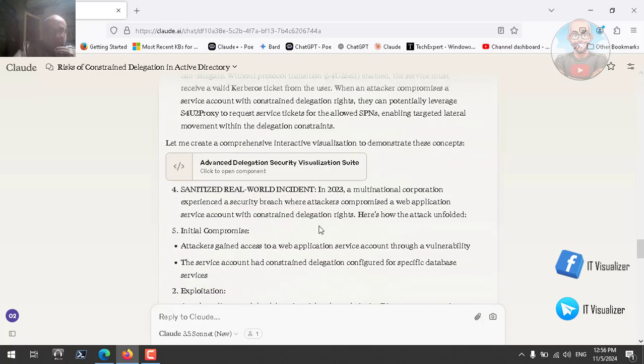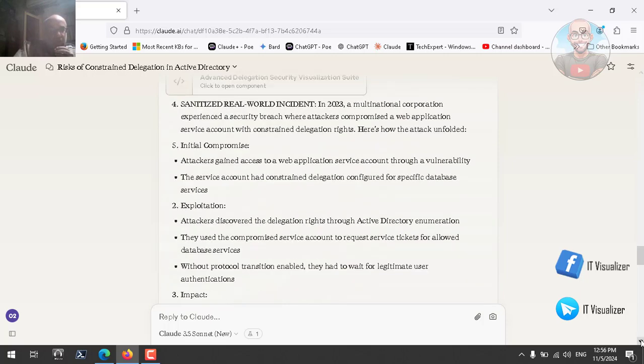And then he is giving us an example concerning how to explain this topic. He says in 2003, a multinational corporation experienced a security breach where attackers compromised a web application service account with constrained delegation rights. Here is how the attack unfolded. Initial compromise: attackers gained access to the web application service account through a vulnerability. The service account had constrained delegation configured for specific database services. This is very, very good. Enumeration: the attacker discovered the delegation rights through Active Directory enumeration.